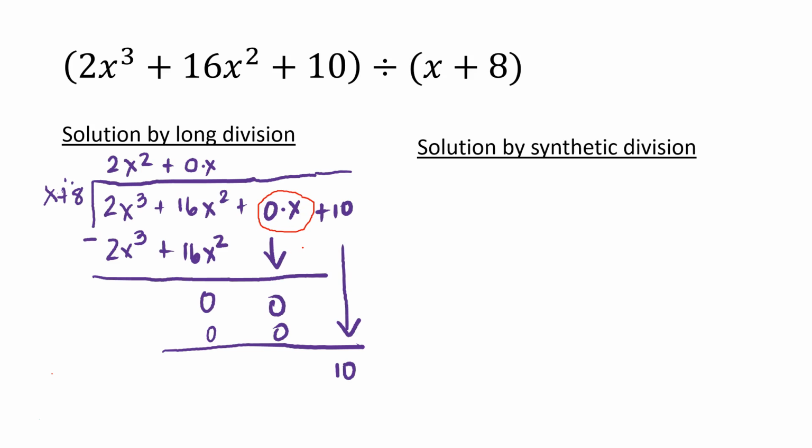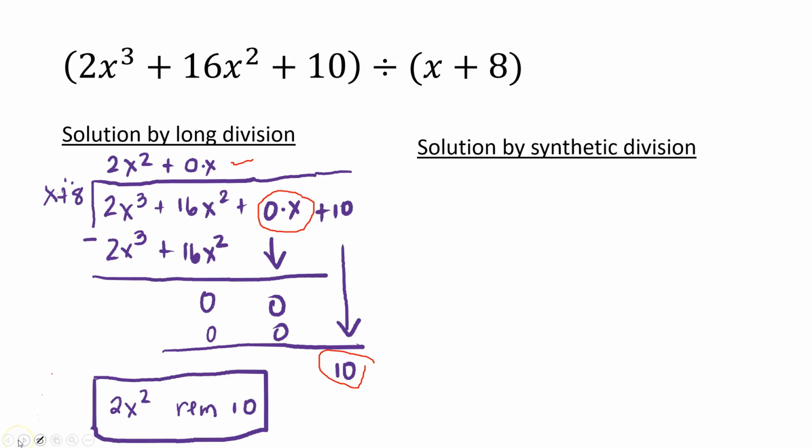In general, you do this for every missing power term. Replace it by 0 before doing the actual division. So the quotient is 2x squared plus 0x, and the remainder is 10. So we write the answer as 2x squared, remainder 10.